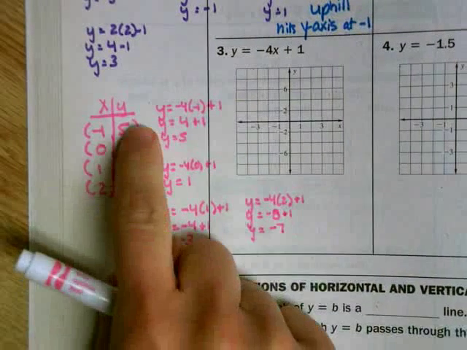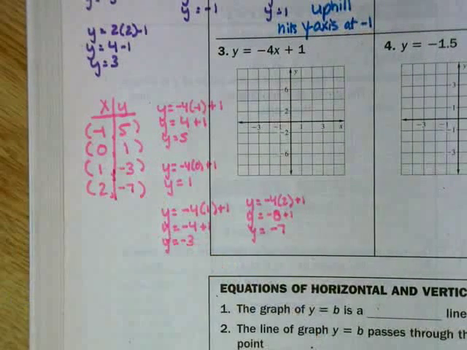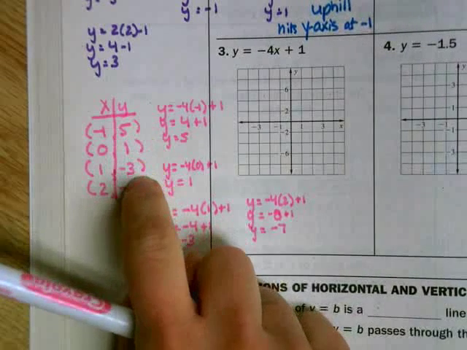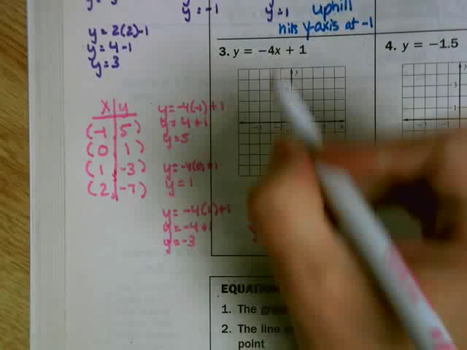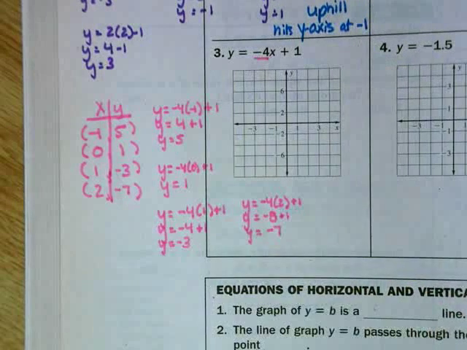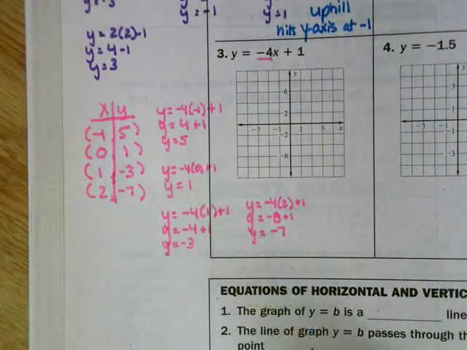And guys, do we see a pattern in the Y's? What's happening with those Y's? Every time it's going down by 4. Okay, take a look at this number. That controls it. Going down by 4. Every time the X goes up by 1, the Y is going down by 4.